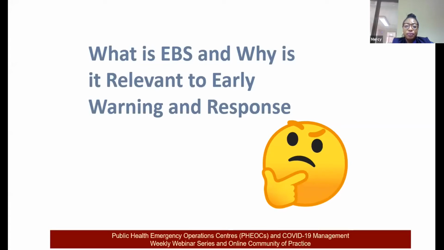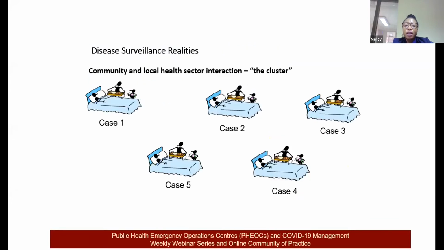So what is EBS and why is it relevant to early warning and response? Now let's take a look at EBS and how it's relevant to EWAR, that is the early warning and response. I'm showing you a scenario on how we can deduce the importance of event-based surveillance. To better understand the relevance of EBS, I'm going to run you through 5 case scenarios. As you can see here, we have a cluster of 5 cases who may or may not know each other.